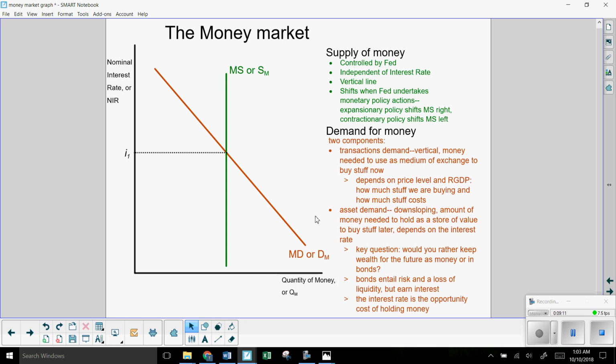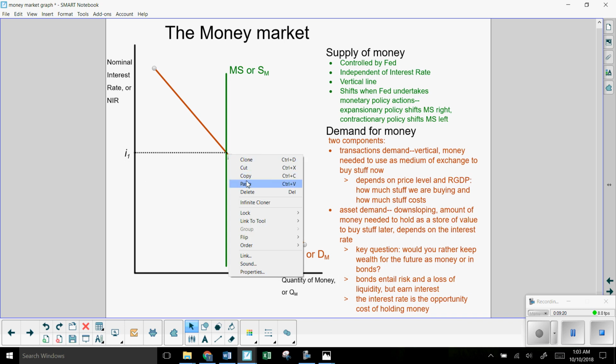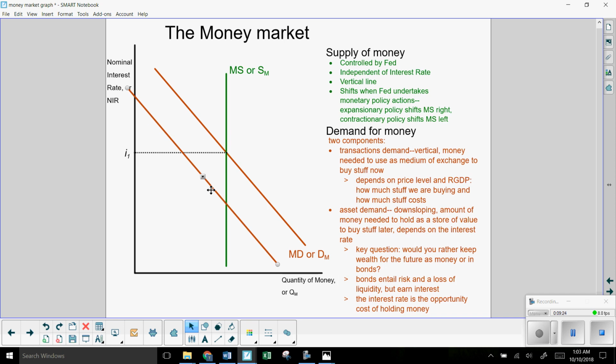Or maybe they'll give you a prompt that says, for whatever reason, the public wants to hold less money. And so then, of course, what you would want to do is say, well, I want to find that money demand curve, and let me shift it down here to the left. And I'd label that MD2, and then I'd have a new lower interest rate down here.